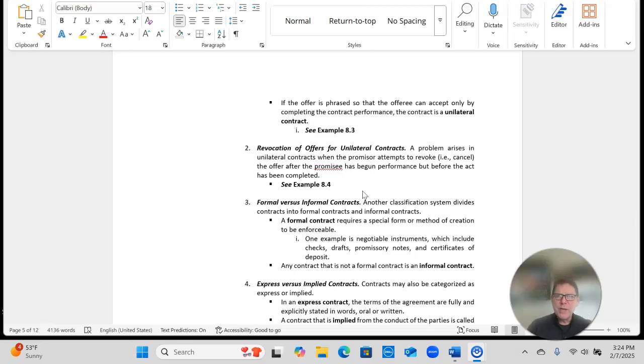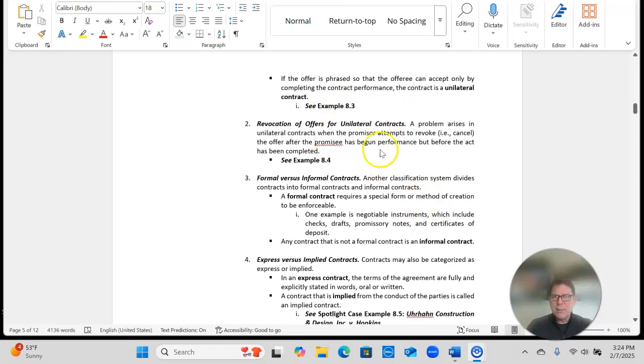I can revoke any time prior to the start of performance. Once they start sailing the boat to me, I couldn't revoke, because that's what we were talking about with this issue of the inability to revoke unilateral contracts once performance has begun but has not yet been completed.